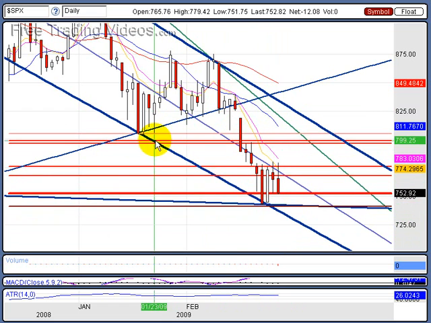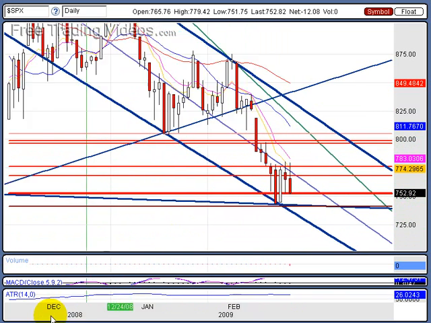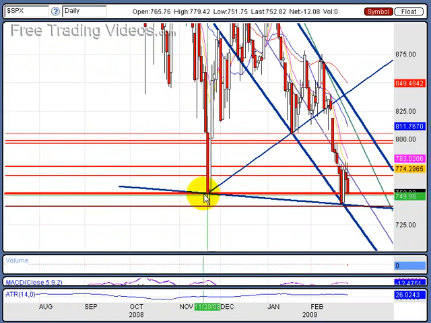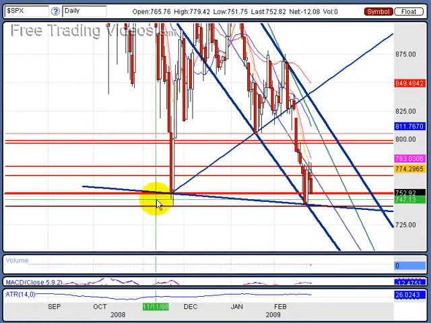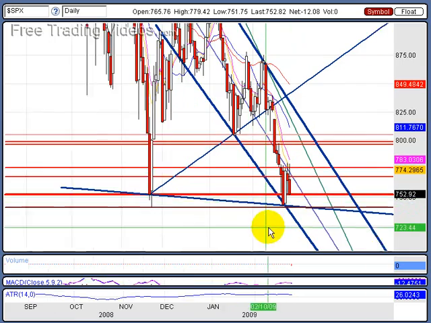But we have major support here. We have this blue line. Do you see this blue line coming across? Let me show you where that one is. We have support here, support here. Those are the last two major swing lows.